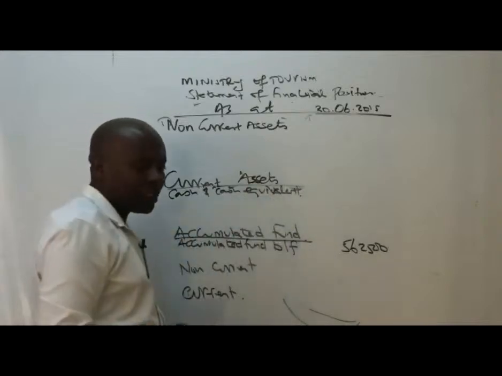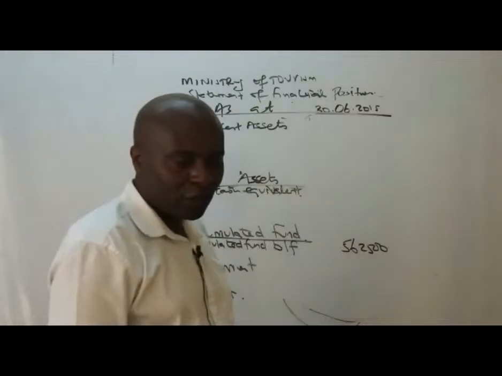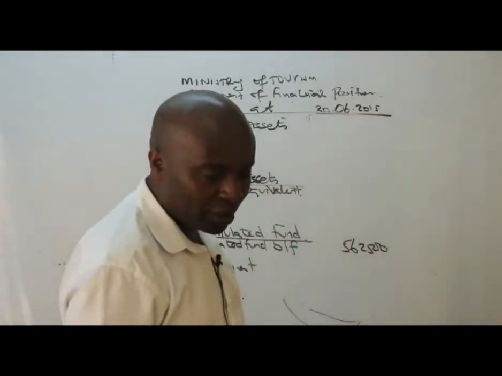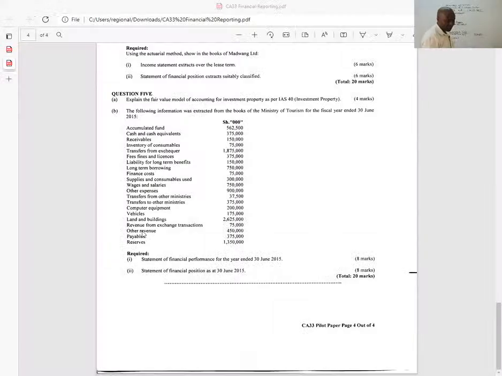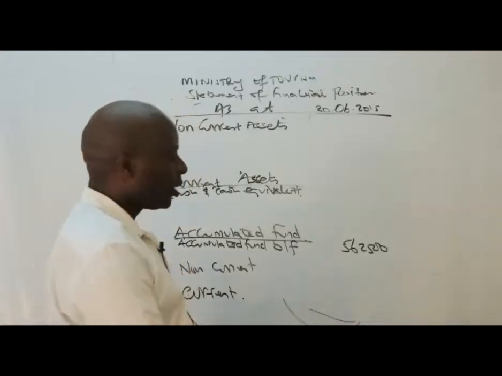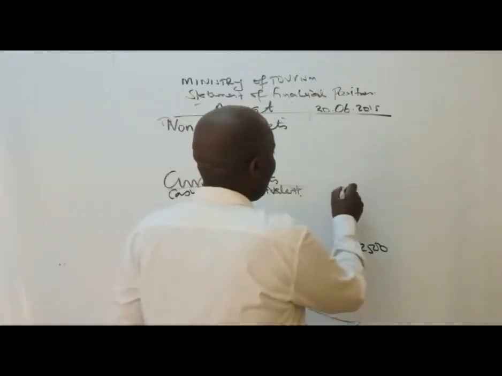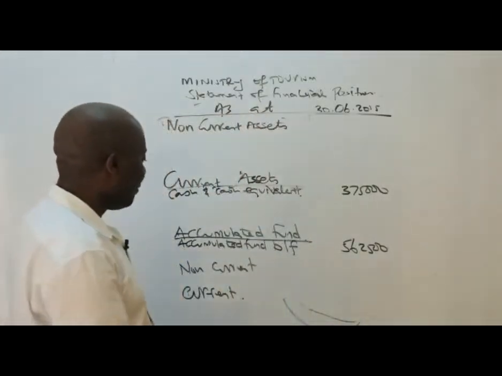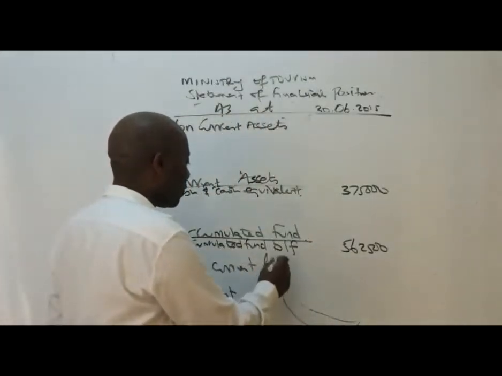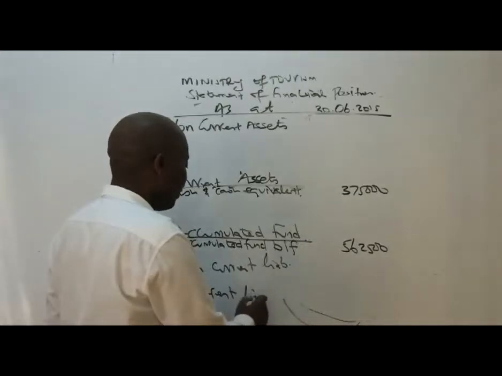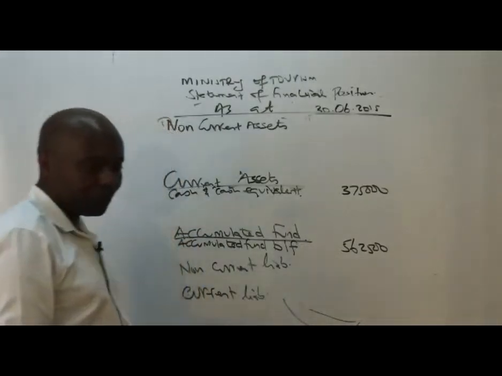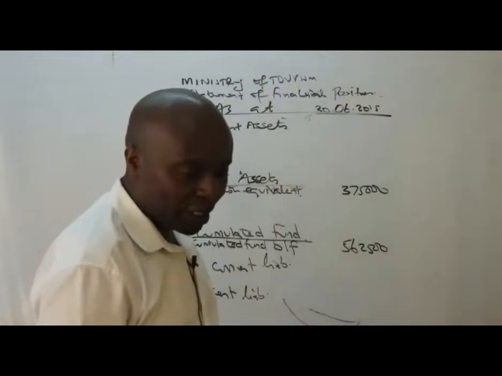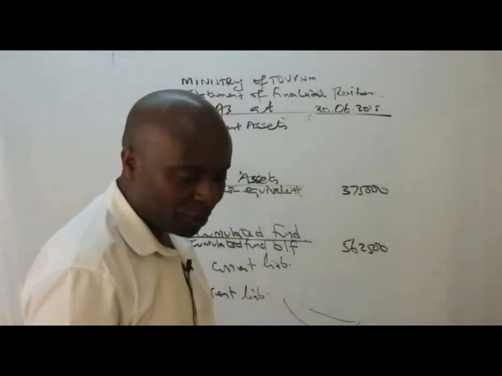Cash and cash equivalents over how much? 375,000. Thank you very much. Liabilities will come down here, in non-current liabilities and then current liabilities, like that. Thank you. You're almost there. We are almost there.